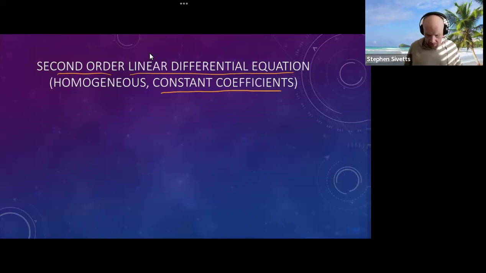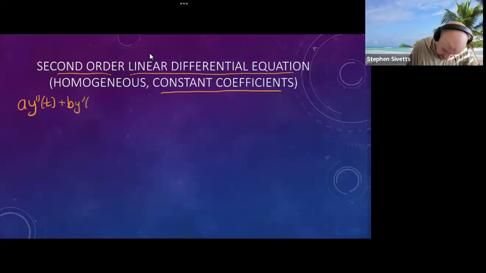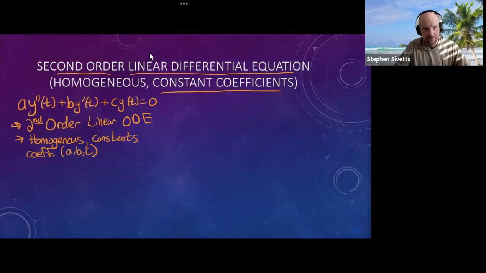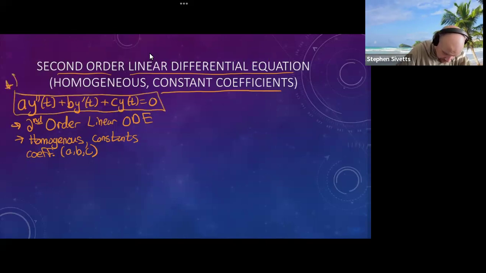Okay, so I want to define a second order differential equation like this: a times y double prime of t plus b times y prime of t plus c times y of t is 0. So this is a second order linear ODE. And this is homogeneous, and this has constant coefficients a, b, and c, right? This is the second order linear homogeneous differential equation in standard form.